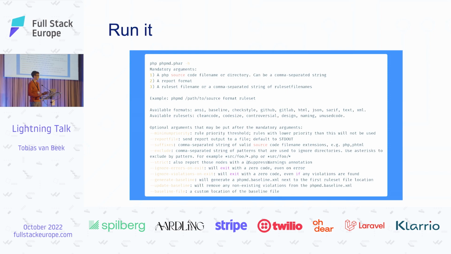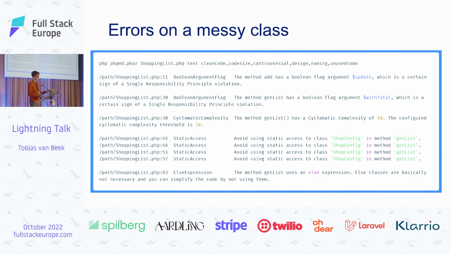And if you take all the default rule sets, you can see here the shopping list we created. You get some errors about the Boolean argument flag. Maybe it's not what we wanted. You can see some static access. I know some people prefer it, but it can be a little bit messy, like we see. And in the middle you see the cyclomatic complexity. That in fact says this function is already more difficult than we maybe wanted.